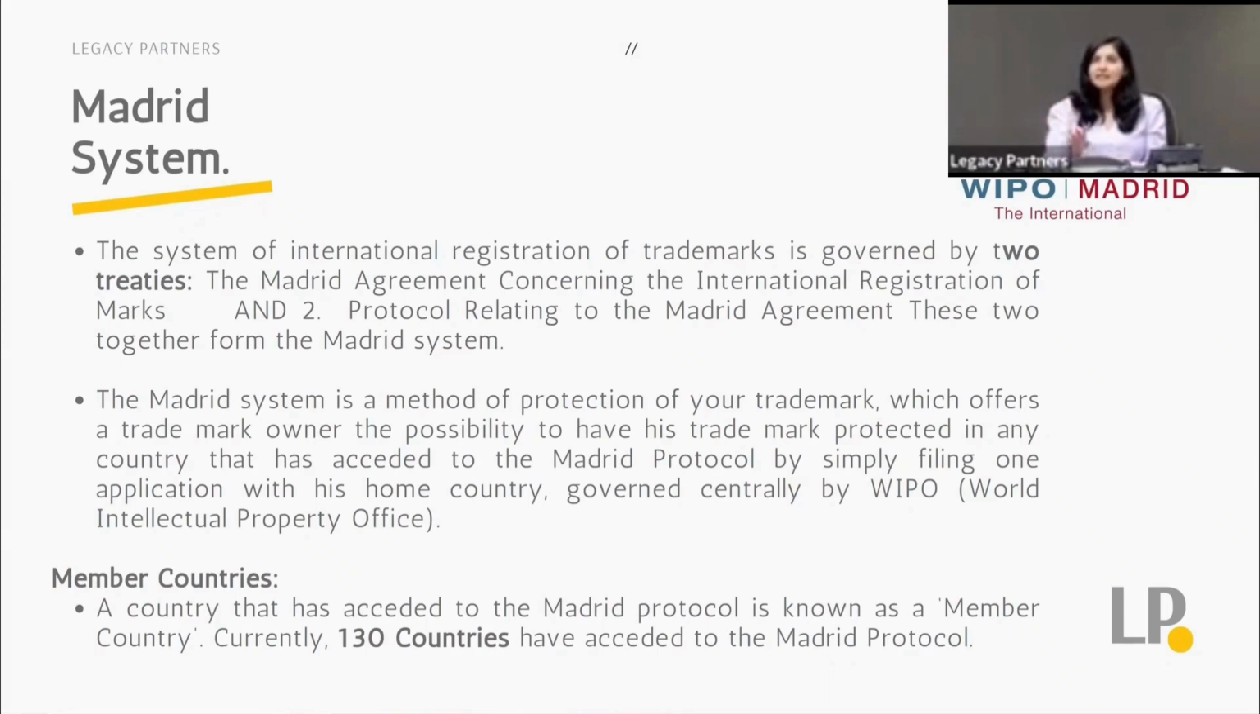Any country that has acceded to, or rather accepted, these treaties is called a member country. So the MEDR system is a method of protection of your trademark, which offers a trademark owner the possibility to have his trademark protected in several member countries at the same time by filing a single application with his home country. This application will be governed centrally by one organization called WIPO, more specifically the International Bureau of WIPO, the World Intellectual Property Organization. Currently about 130 countries have acceded to the MEDR protocol, which I think represents about 65 to 70% of world trade so far.